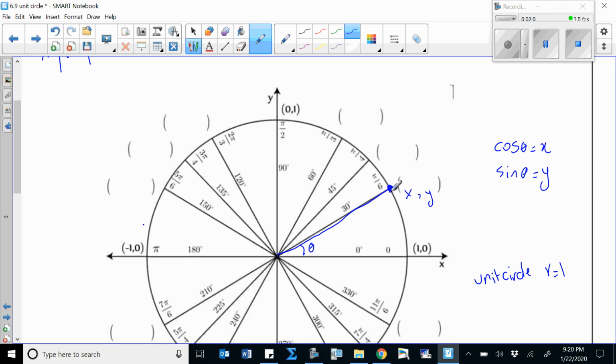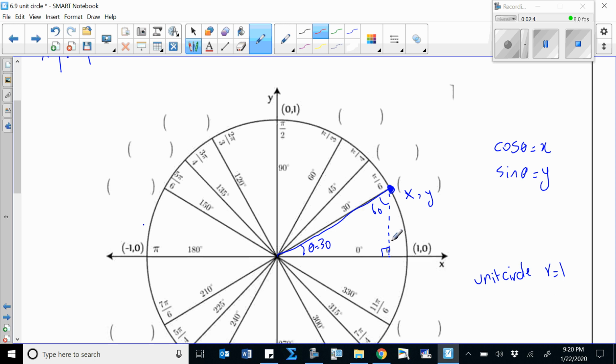So for now, we know that if we have a point on the unit circle which has coordinates x and y, x is cosine of theta and y is sine of theta. Now let's try to find this x and y. I'm going to draw a straight line from this point to the x-axis. In this way, I have made a right triangle. The measure of this angle, as it's written here, is equal to 30 degrees. And of course, the other one will be equal to 60 degrees.